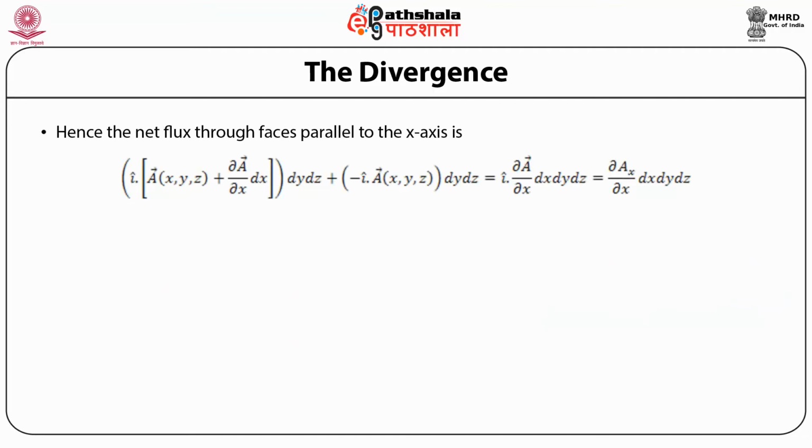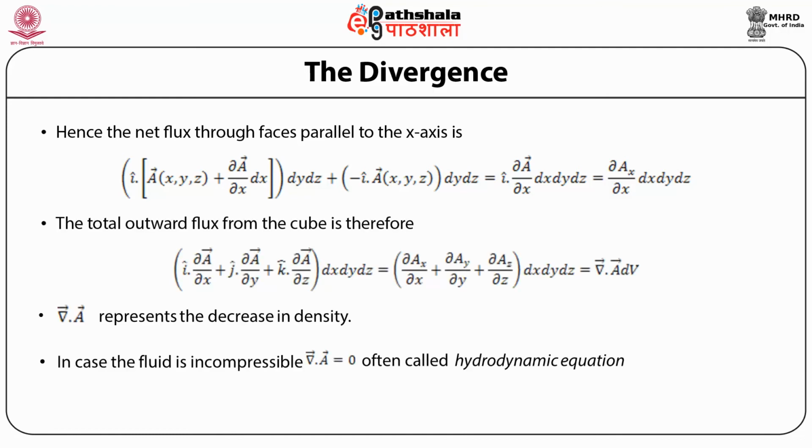Hence the net flux through faces parallel to the axis is i cap dot A vector x, y, z plus del A vector by del x dx into dy dz, plus minus i cap dot A vector x, y, z into dy dz, equal to i cap dot del A vector by del x into dx dy dz, equal to del Ax by del x dx dy dz. The total outward flux from the cube is therefore i cap dot del A vector by del x plus j cap dot del A vector by del y plus k cap dot del A vector by del z, whole into dx dy dz, which is equal to del dot A vector, and represents the increase in density.